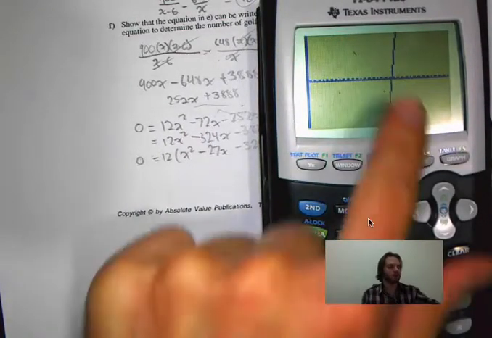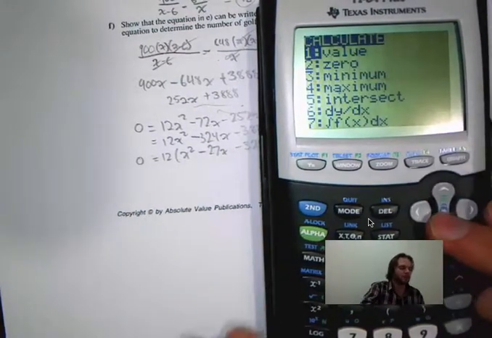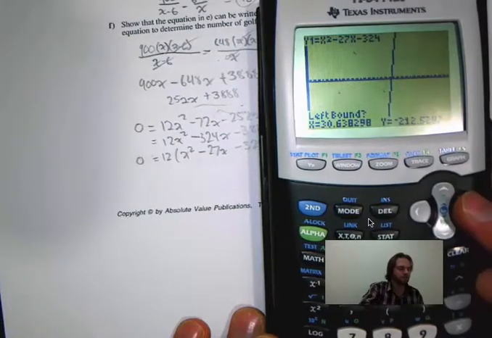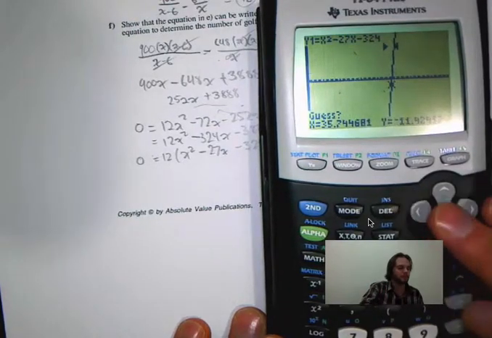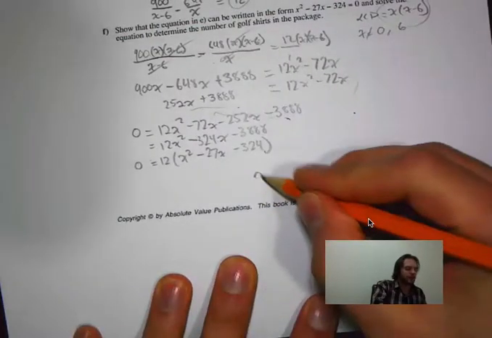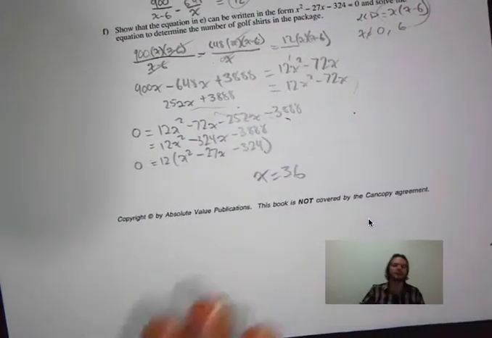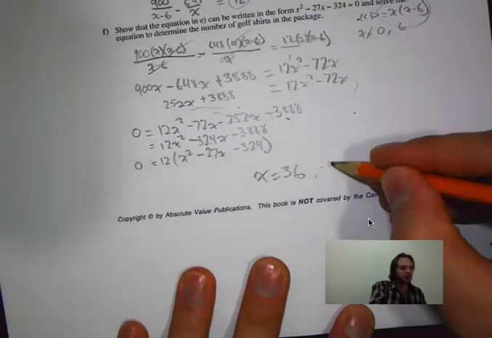And there we go. I found my intercept right there. So I'm going to calculate my 0. Okay, so let's see, where do you see it? There's one, there's the other, left bound, right bound, enter. So I get 36. So I have x is equal to 36. Now, if I solve the full graph, I would also get negative 9, okay?